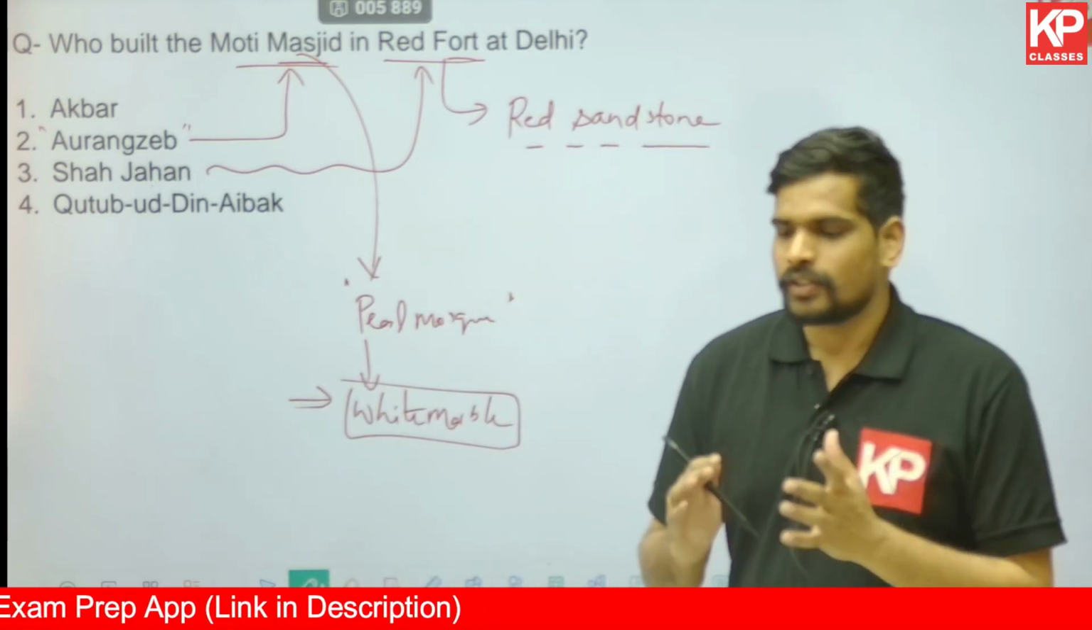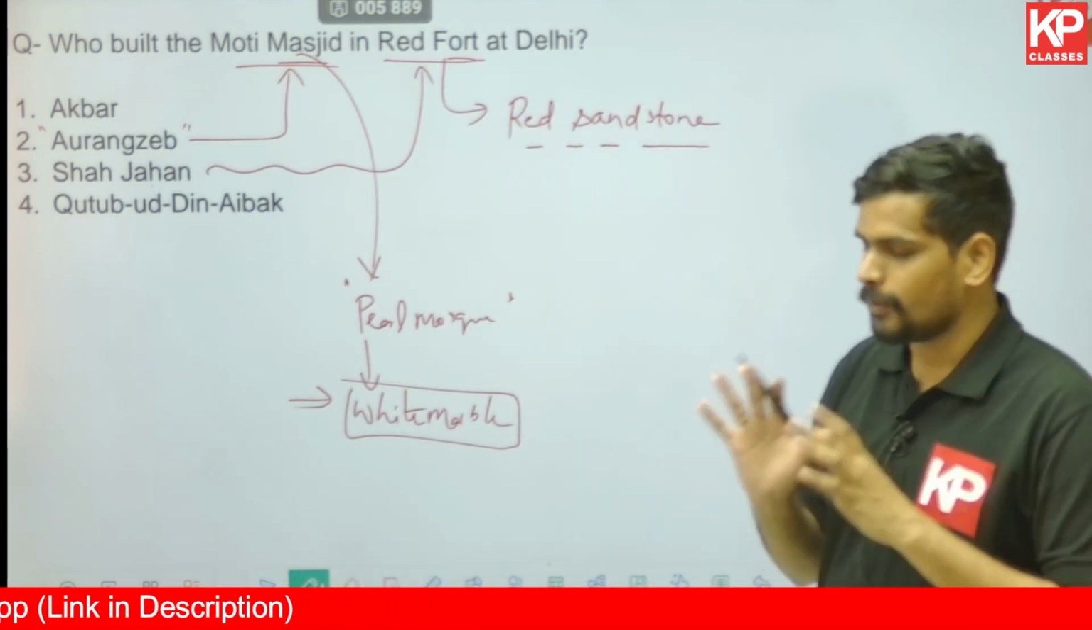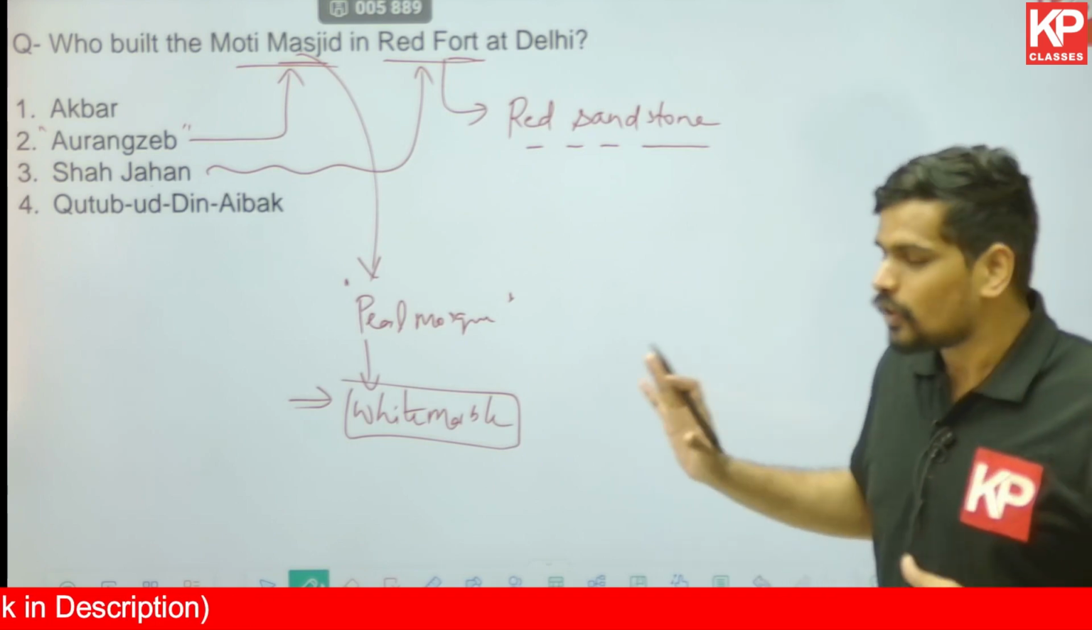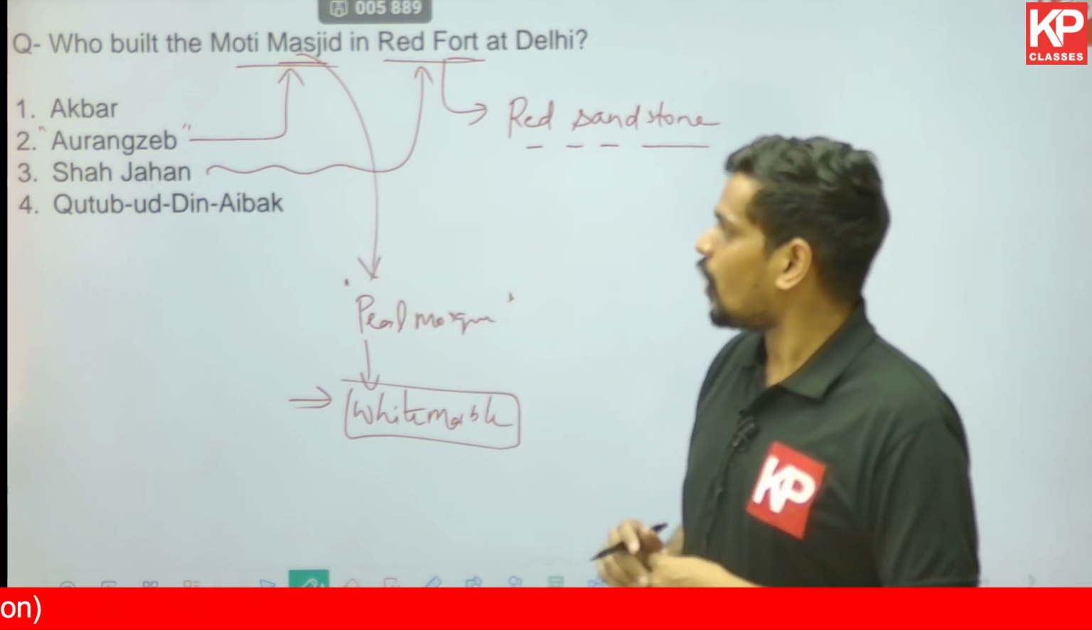Even Diwan-e-Khas, some parts of the Red Fort, you might have marble, but Moti Masjid is a white mosque referred to as pearl mosque, completely made of white marble, constructed during the reign of Aurangzeb.